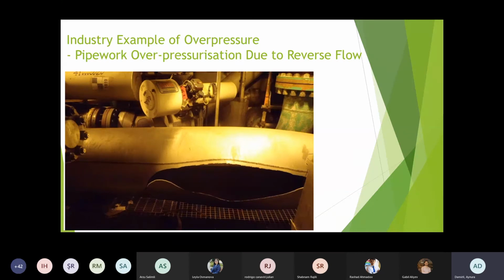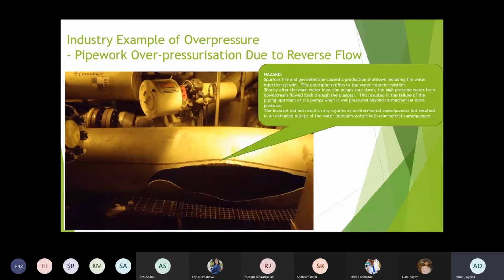It's overpressure on piping. It's due to reverse flow. What happened? As a hazard, I would like to mention that spurious fire and gas detection caused a production shutdown, including the water injection system. This piping is used for the water injection system.